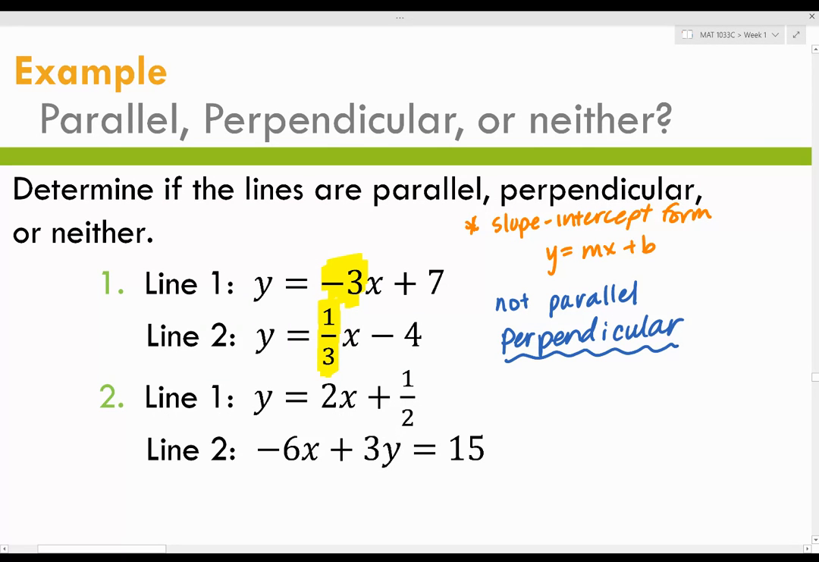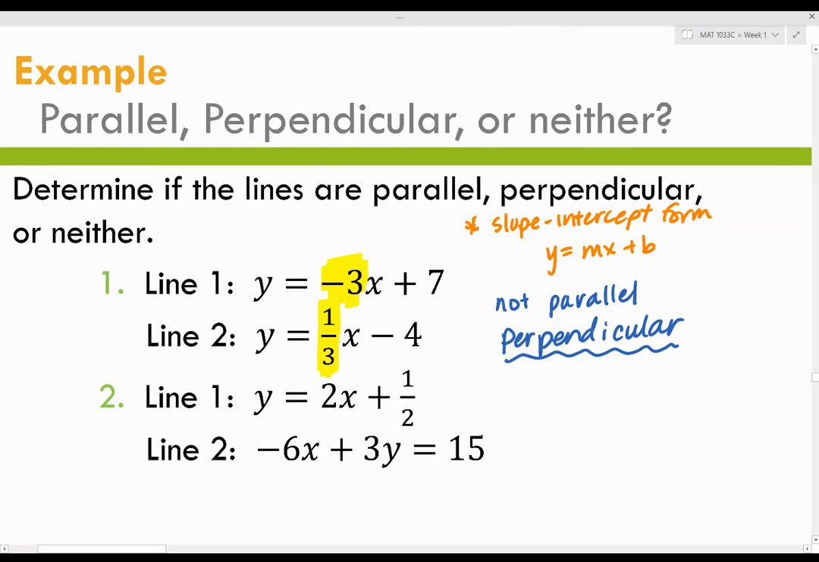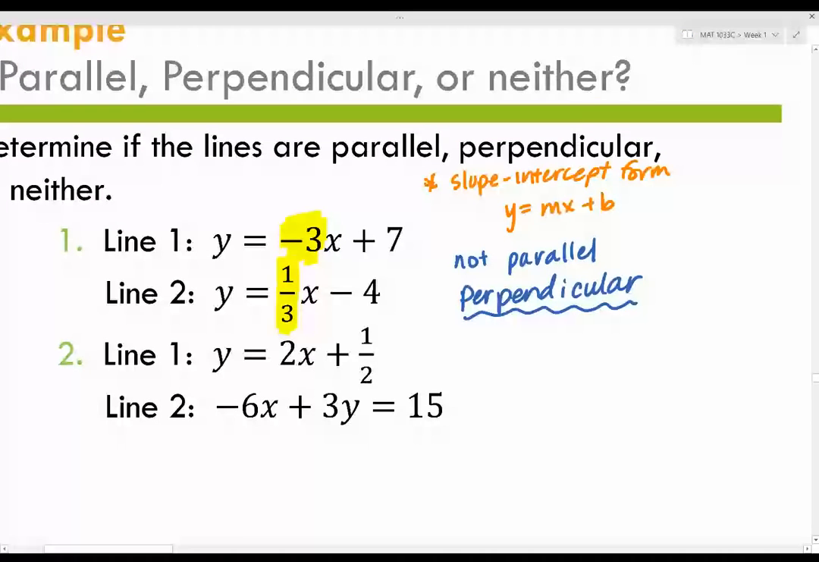Okay. Cool. All right, let's look at the second one. All right, for number 2, our line 1 is y equals 2x plus 1/2, and line 2 is negative 6x plus 3y equals 15. Now remember, before you can make the distinction if they're parallel, perpendicular, or neither, your lines have to be in slope-intercept form. So when we're looking at our lines that have been given to us, the only line that is already in slope-intercept form is line 1. So we have to fix line 2. So that's the first thing we're going to do.